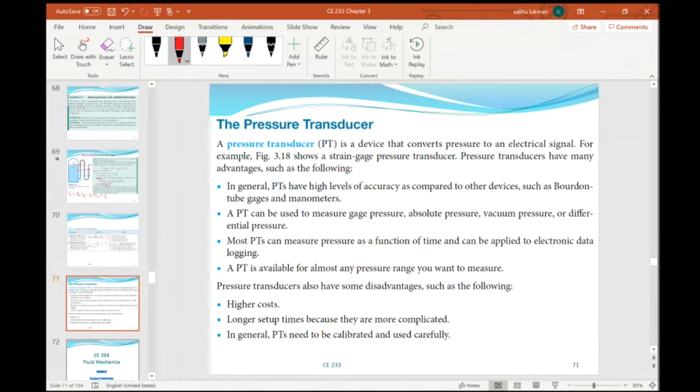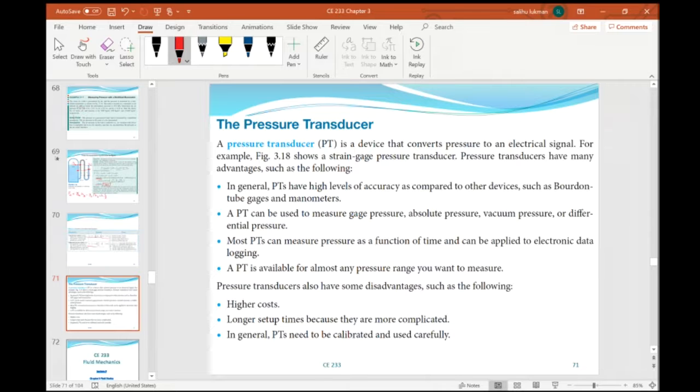While like the Bourdon gauge, you measure the gauge pressure. Even for the manometer, you can measure the gauge and absolute, okay? But then the pressure transducer can measure all sorts of pressure: absolute pressure, vacuum pressure, or differential pressure.